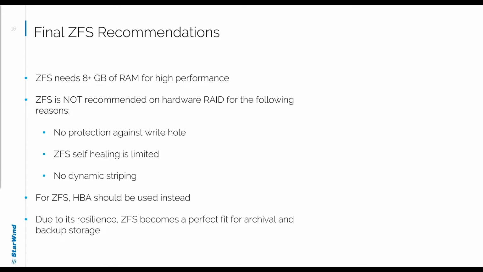Before we jump to the StarWind and ZFS implementation, let's take a look at some final ZFS recommendations. Typically, the recommendation for running ZFS is 5+ GB of RAM for ensuring optimal performance. Of course, you can use it with less RAM on your system, but the performance in that case might be degraded.